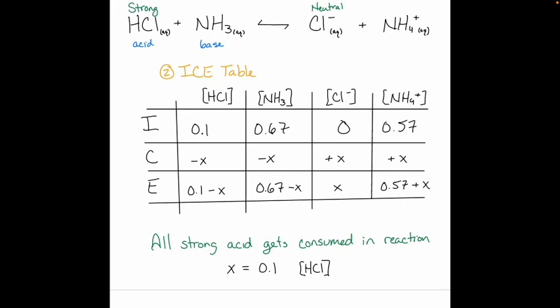So I can go back into our ICE table here and update. I know what x is, so I'm going to plug in for x. That's 0.1. And importantly, it's 0.1 for all of them, right? Because I can't have more base reacted than I have acid present. So if 0.1 moles of my HCl react, it's going to react with 0.1 moles of base. So then at equilibrium here, I don't have any HCl left over. It all got used up.